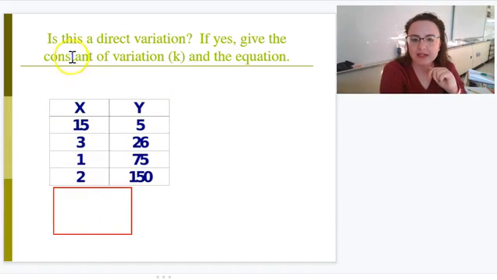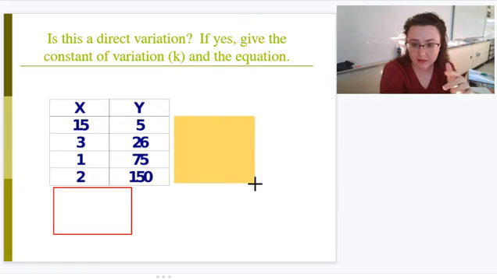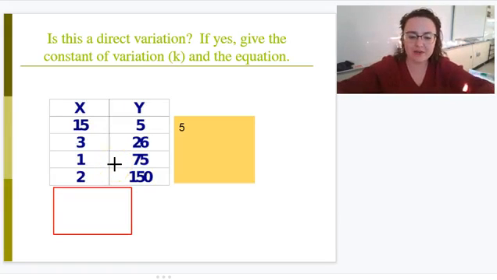So same as the last one, is this a direct variation? If yes, give the constant and write the equation. So to calculate the constant of variation for a direct variation, we divide. So for this first one, I'm going to do 5 divided by 15. 5 divided by 15 simplifies to 1/3.